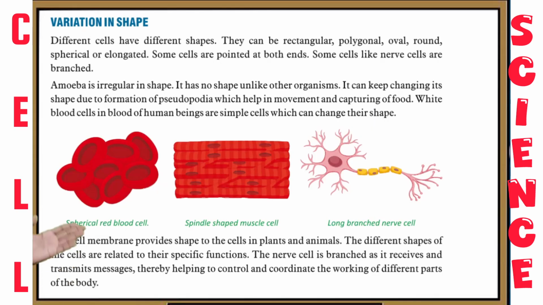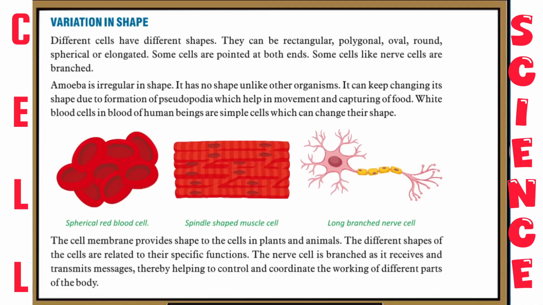So now let's see the next topic, that is variation in shape. Different cells have different shapes. They can be rectangular, polygonal, oval, round, spherical, or elongated. Some cells are pointed at both ends. Some cells like nerve cells are branched. Now amoeba is irregular in shape. It has no shape.